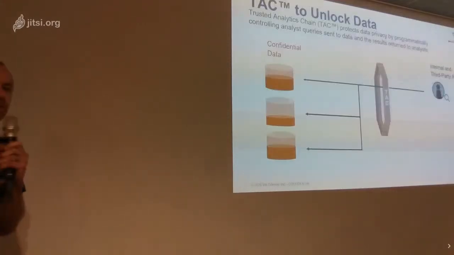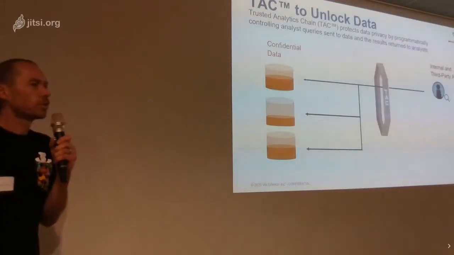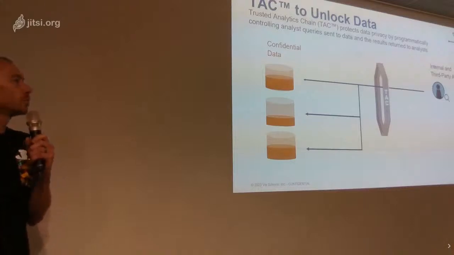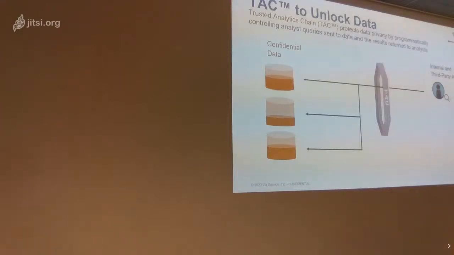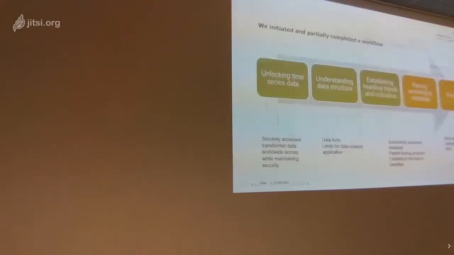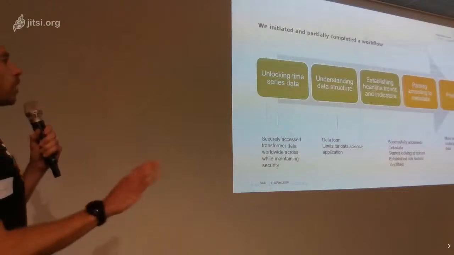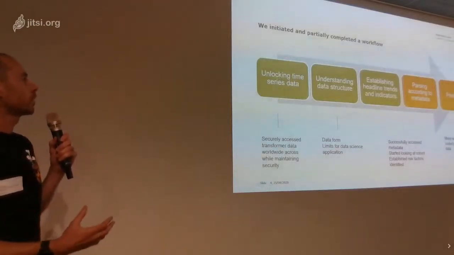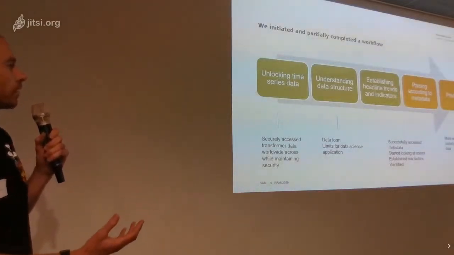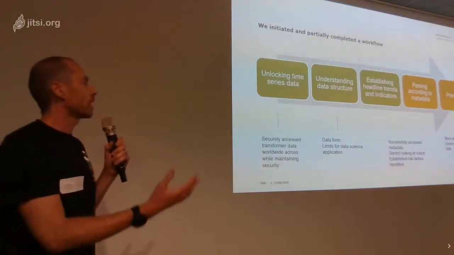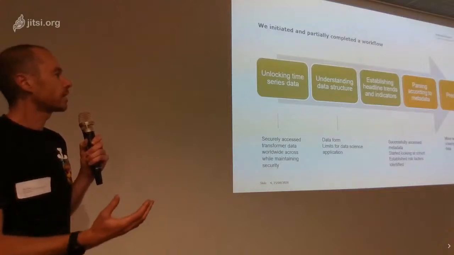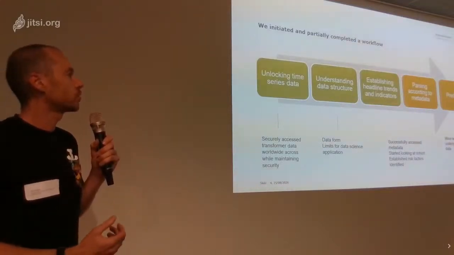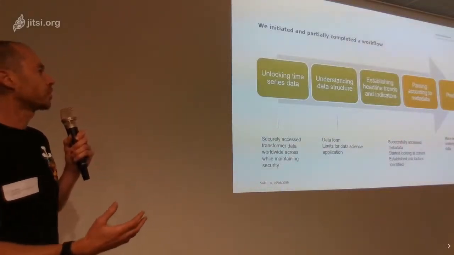The technology that we used for it was called TAC. It's the technology provided by a company called Bio, which is the Challenger's partner. This had the confidential data in multiple repositories, and we used the system to access the data. We tried to go through a workflow, and we got part of the way through it. Firstly, we needed to unlock the data, then understand how the data was structured, understand the trends and indicators, and then parse the data according to different characteristics of the transformers. We then wanted to get on to prediction.